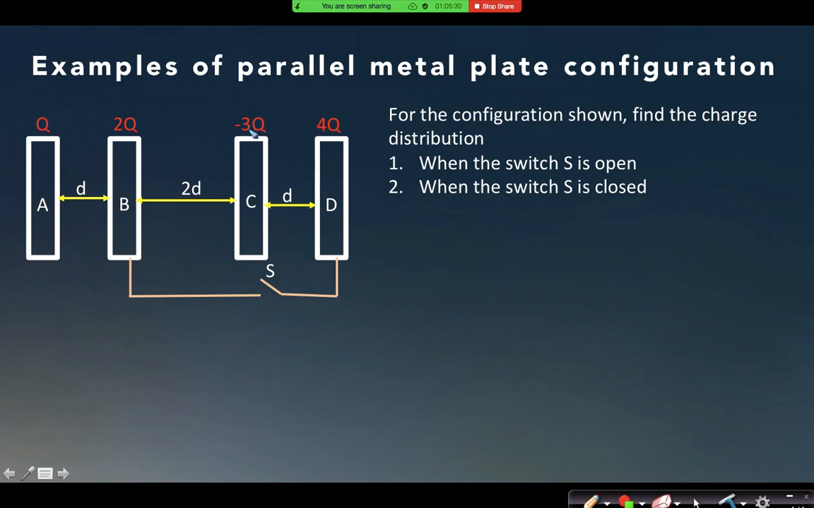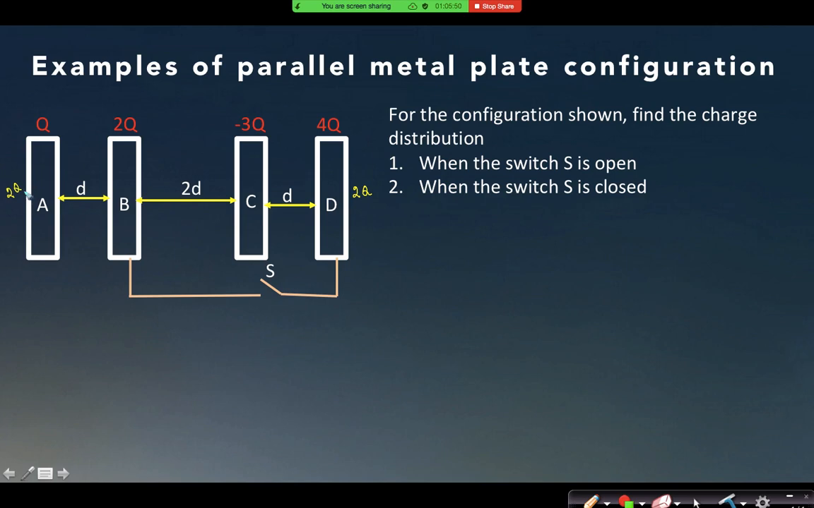Plus 4Q minus 3Q is plus Q, plus Q, plus 2Q, 3Q plus Q, 4Q divided by 2. So what are the charges on the extreme faces? 2Q and 2Q. Okay. Yes or no? Yes, sir. Okay. Now you can find the charge on the other faces very easily.